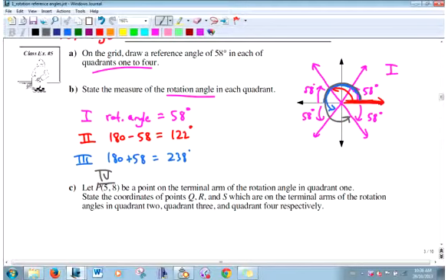Now, if you like, you can go 270 plus this. What was this again? 90 minus 58, which was 32. What's 270 and 32? 302. What's the easier way? This all the way to round back to where you started is 360. How about we just subtract 58 degrees from 360? That's also 302 degrees. Okay, but if you like doing it the first way, that's fine.